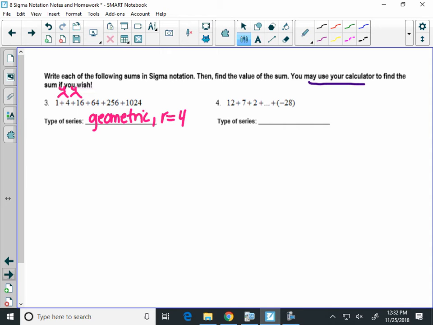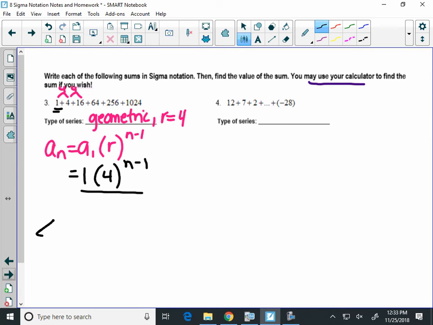Well, in order to do a geometric sum, you need to write the sequence formula for that geometric sequence. So here it looks like my first term is 1. We said the common ratio is 4, and it goes to the n minus 1 power. So it's pretty quick to write the geometric sequence formula here that's going to go next to the sigma in our sigma notation. The only thing that's left is to write the index values.